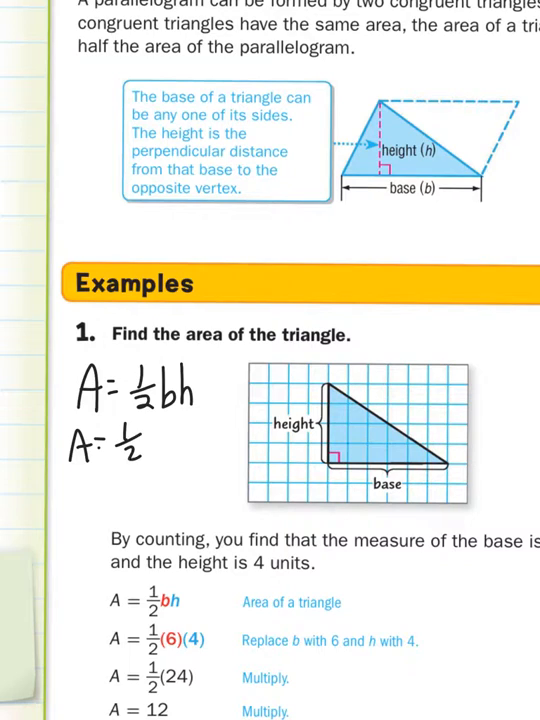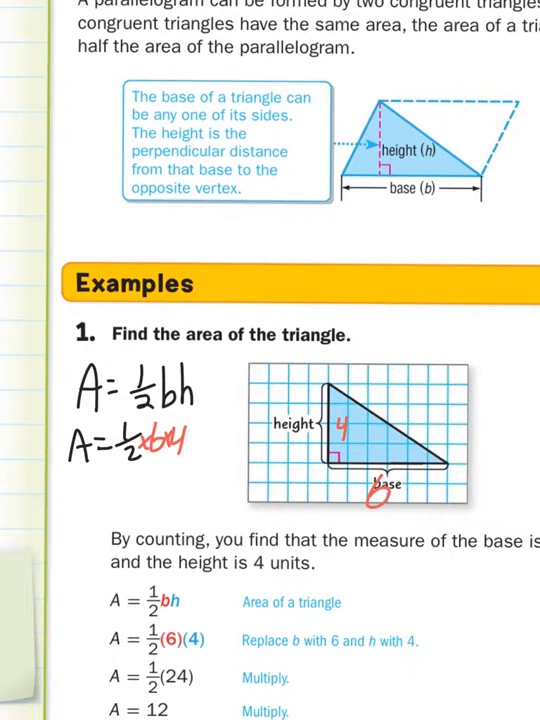So we need the base and the height. Now, if I look at the base, if I count, I see 1, 2, 3, 4, 5, 6. So my base is going to be 6 units, and then my height is 1, 2, 3, 4. It is 4 units high. So when I substitute, it's going to be half times 6 times 4.